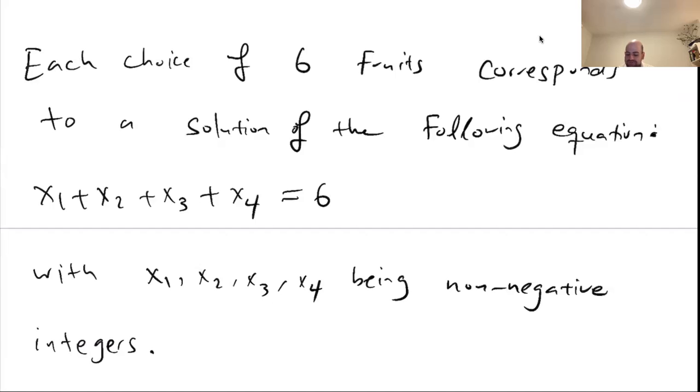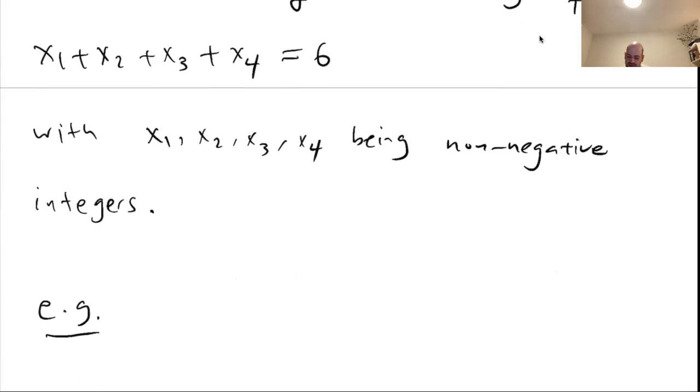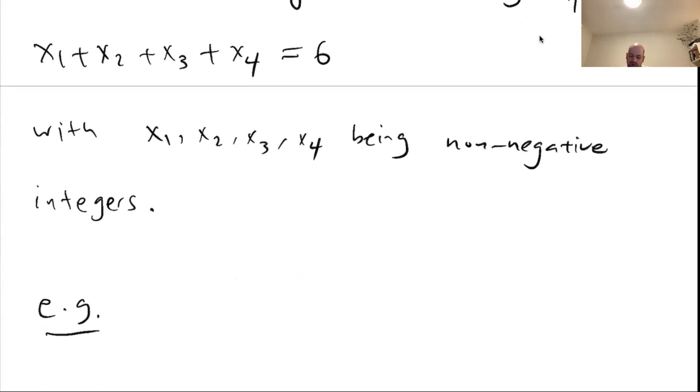If you have an equation where the right-hand side is a fixed positive number, and the left-hand side has a few variables, each of which is a non-negative integer, then you will have finitely many solutions, not infinitely many. And each of those solutions corresponds to one choice for choosing those 6 fruits. So let's look at one solution of this equation. For example, let's say x1 equals 3, x2 equals 1, x3 equals 2, x4 equals 0.